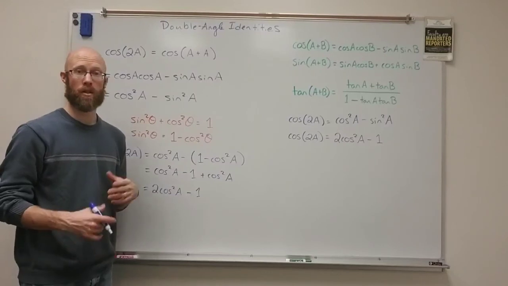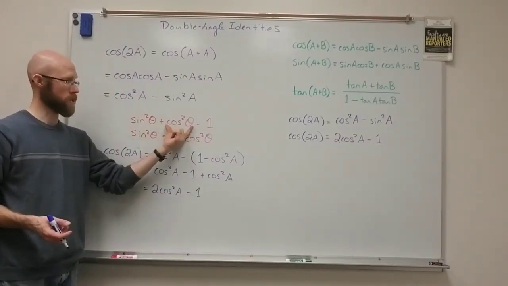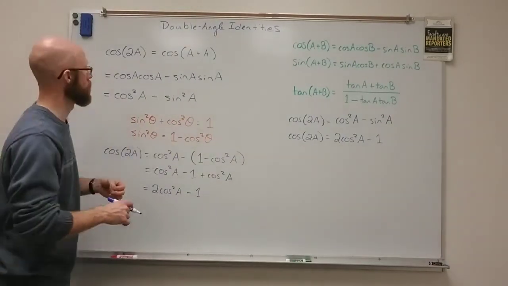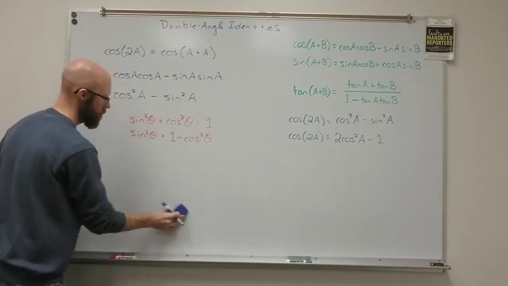Now we're going to create a third formula. I said that you didn't have to just solve for sine squared. We could have solved for cosine squared and done the substitution. So we'll do that instead. Erase what I did here.